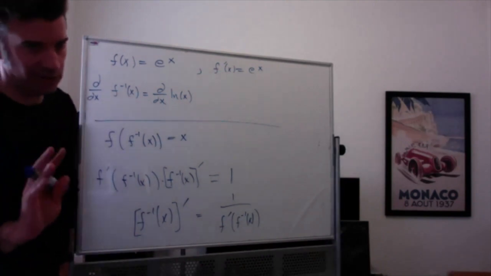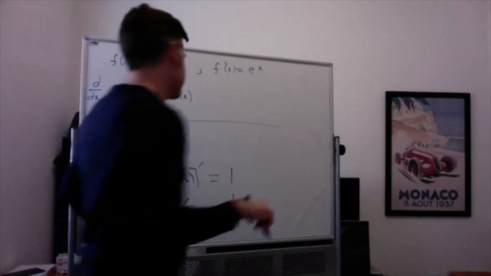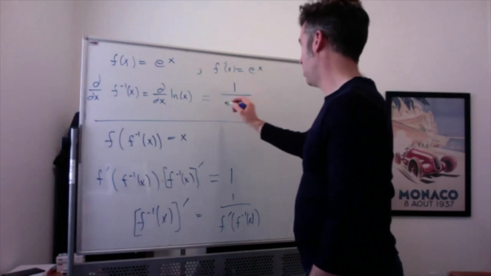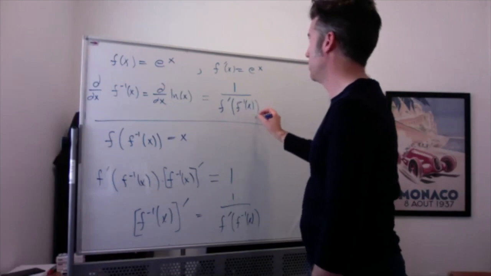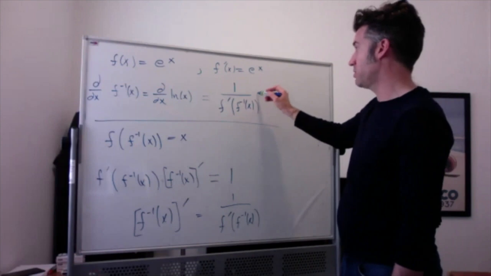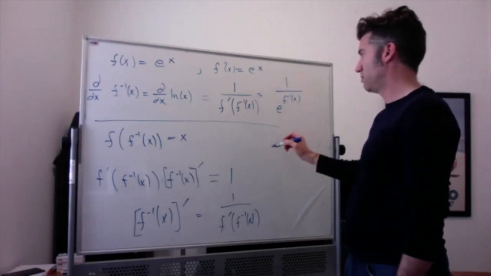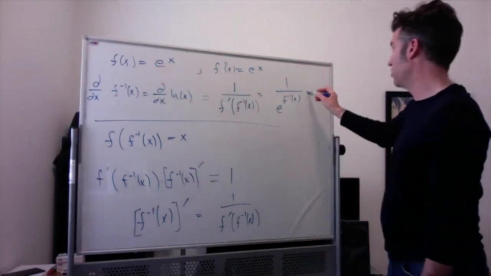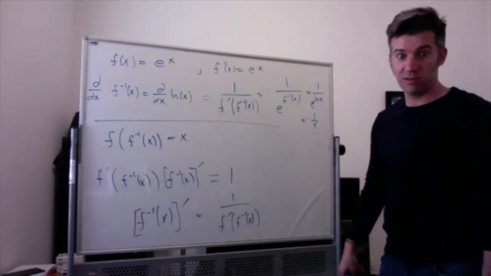I know what the derivative of natural log of x is, so do you. It's 1 over x. But we're going to do it this weird, funky way. Instead of saying it's just 1 over x, we're going to say it's 1 over f prime of f inverse of x. F prime is e to the x. So f prime of f inverse is e to the f inverse. But f inverse is the natural log function. So this is 1 over e to the natural log of x, which is 1 over x.